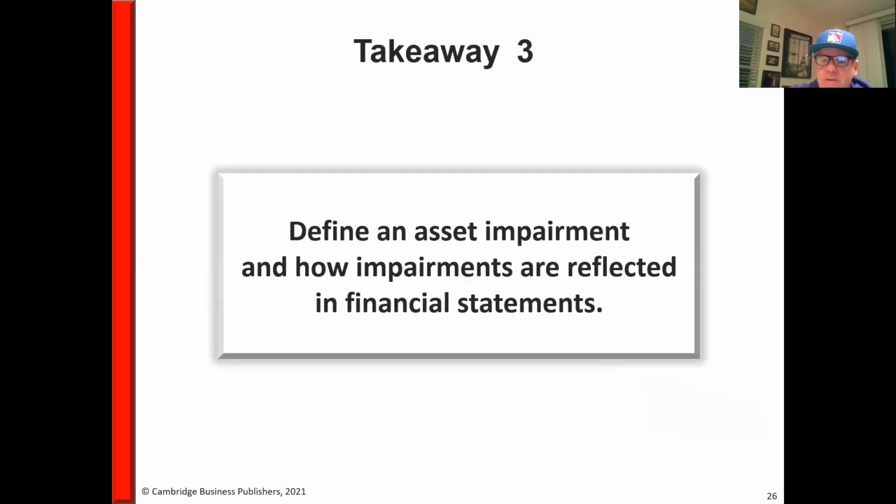Okay, so now we want to talk about impairment, and this has nothing to do with drinking and driving. We're not driving while impaired here. This is just asset impairment.